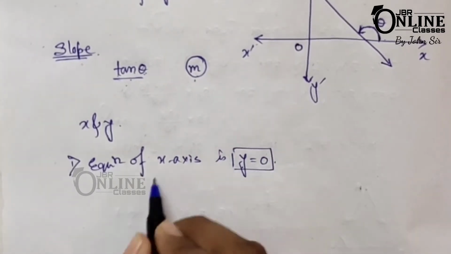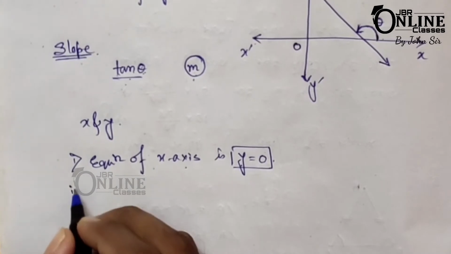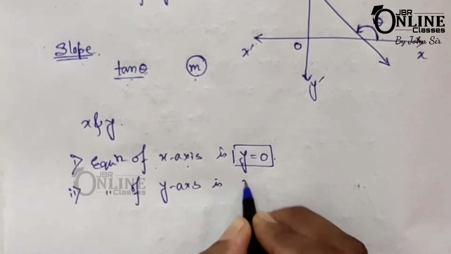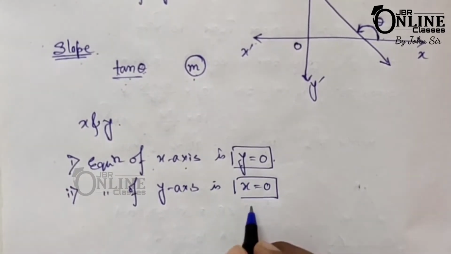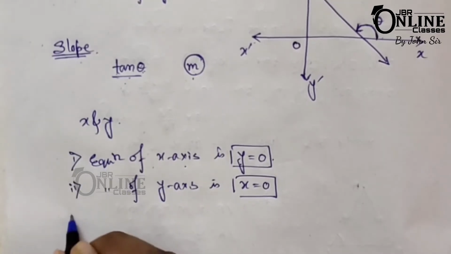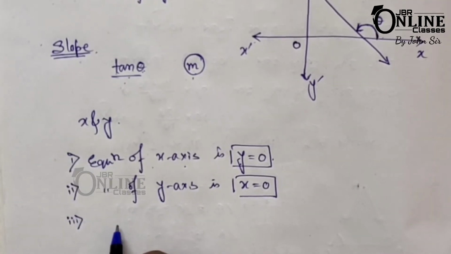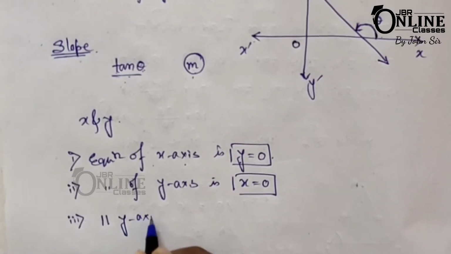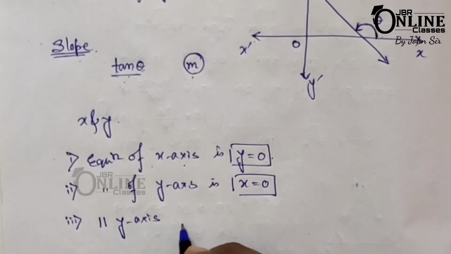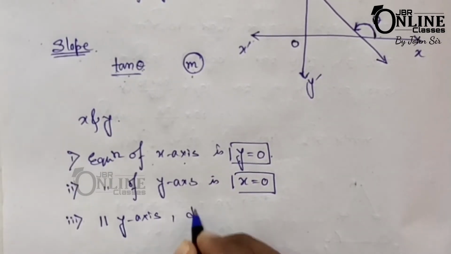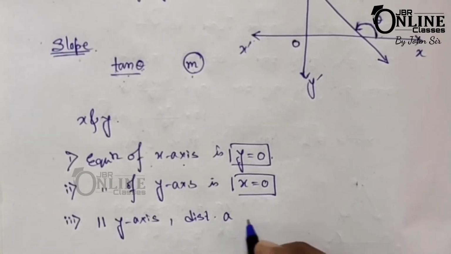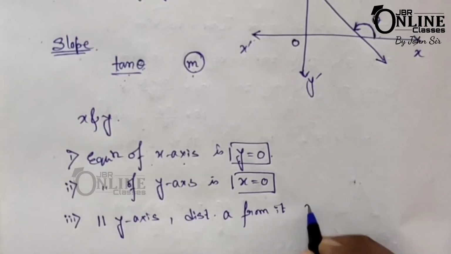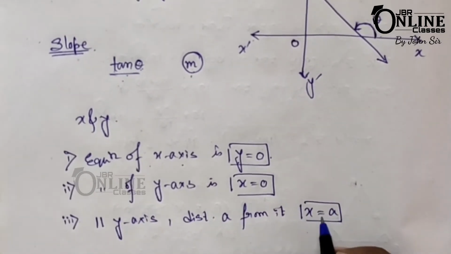That is the equation of the x-axis. Similarly, number 2, the equation of the y-axis is x equal to 0. Now number 3, the equation of a line parallel to the y-axis and at a distance a from it, that means from the y-axis. So here the equation is x equal to a.